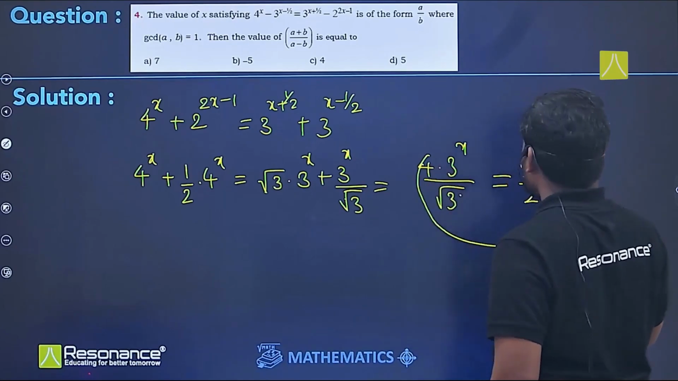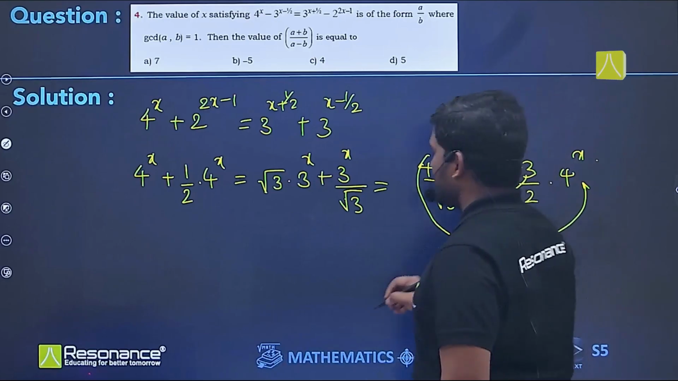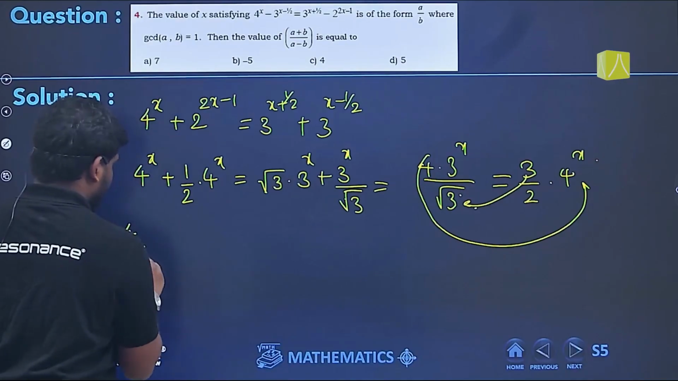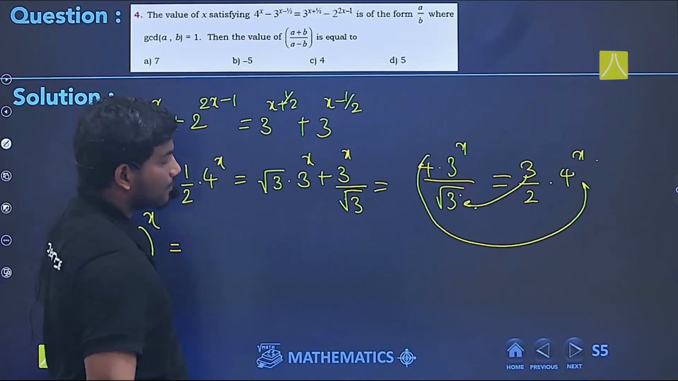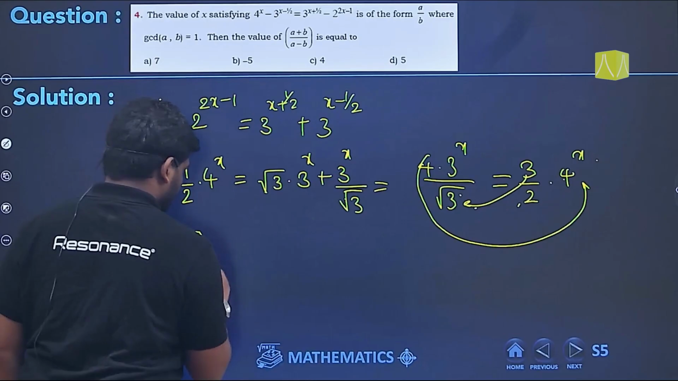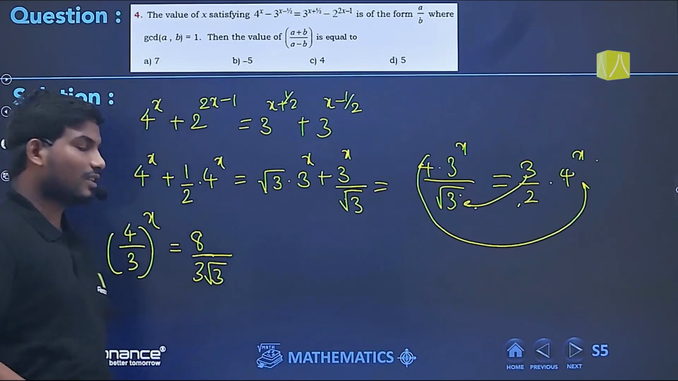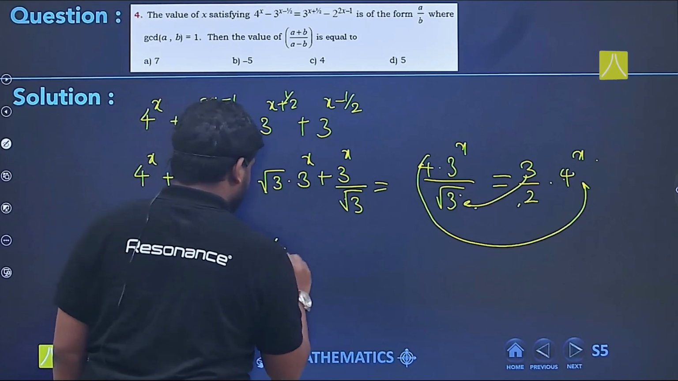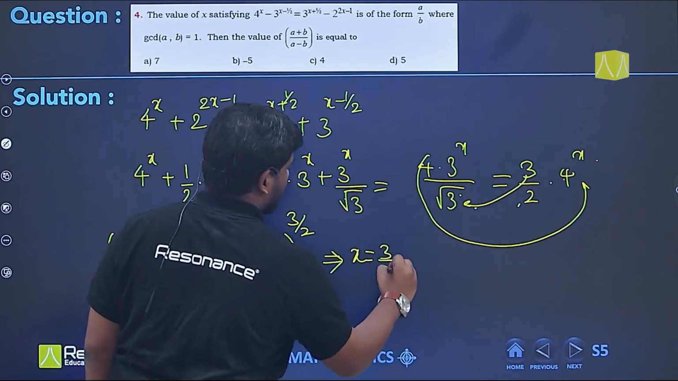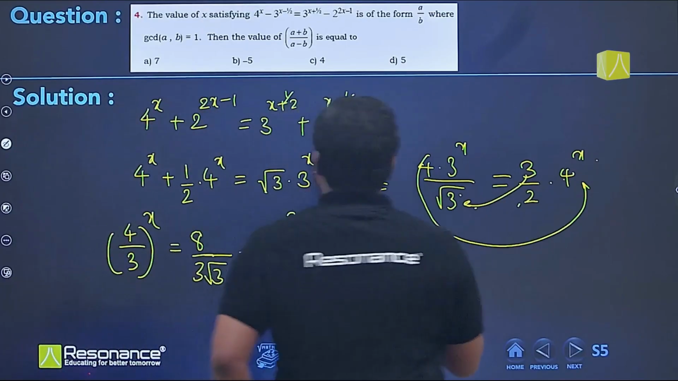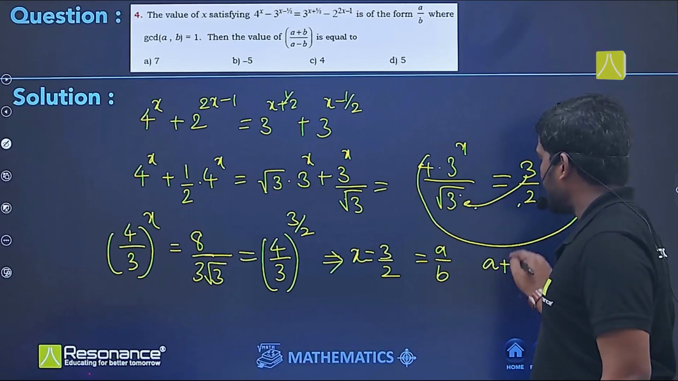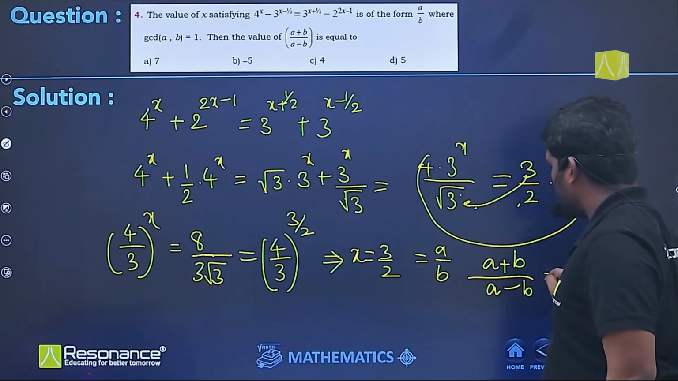So this 4 comes here, 3 comes here, or else that is simply 4 by 3 power x equal to 8 by 3 root 3. Now 8 by 3 root 3 can be expressed as what? 4 by 3 power 3 by 2. So x is 3 by 2. So the value of a would be 3 and value of b would be 2. So a plus b by a minus b equal to 5.